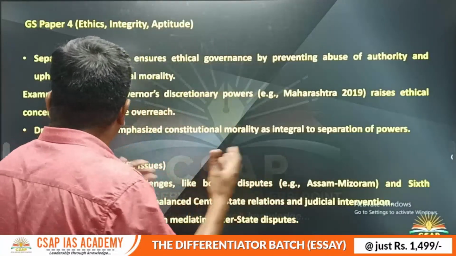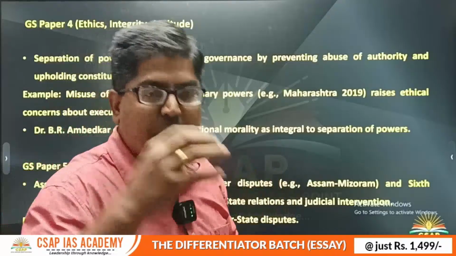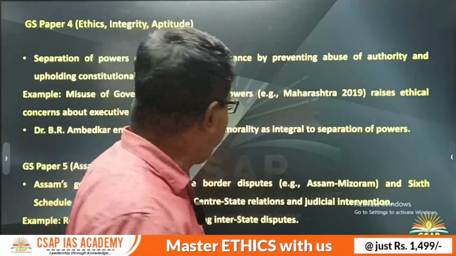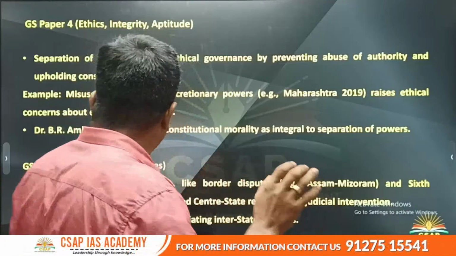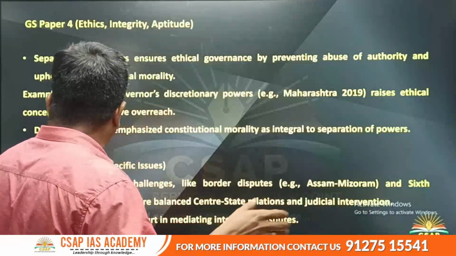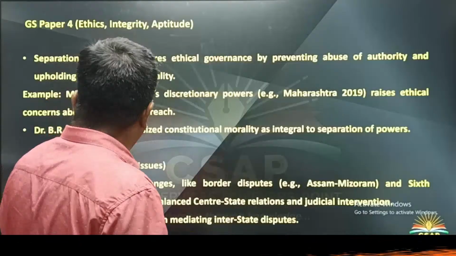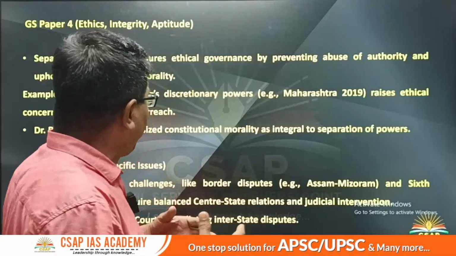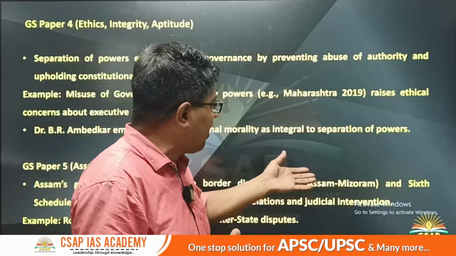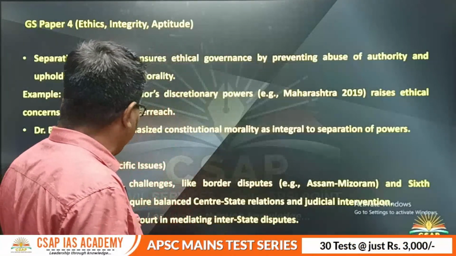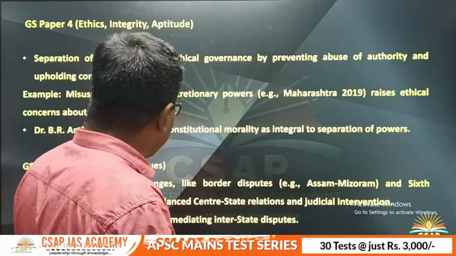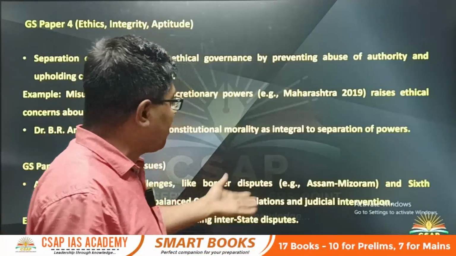And finally, for those aspirants who are specifically preparing for the APSC mains, we have a GS 5 paper, which deals with Assam specific issues. And here we have many governance challenges, like for example the border disputes, Assam-Mizoram, Assam-Meghalaya, and the 6th schedule autonomy, right? So this actually requires balanced center-state relations and judicial intervention.